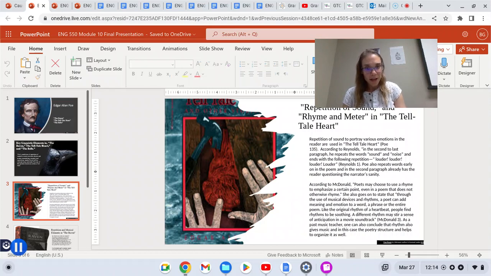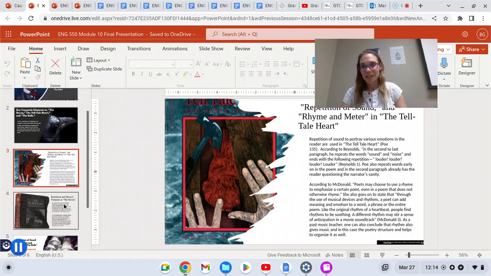It's similar in writing. As a past music teacher, I taught music for about 10 years in New York before teaching English. One can also conclude that rhythm gives music, and in this case poetry, structure, and helps to keep it organized as well. And Poe uses a lot of rhythm and repetition of sounds in a lot of his works.